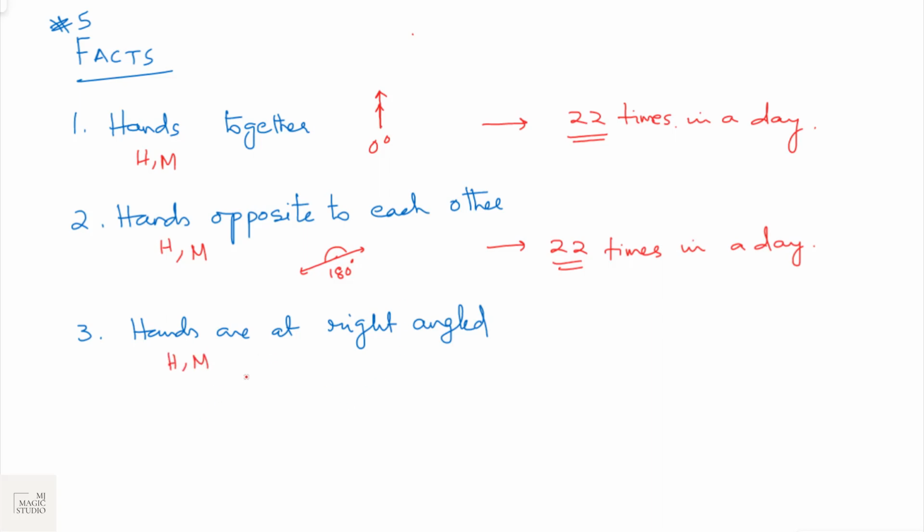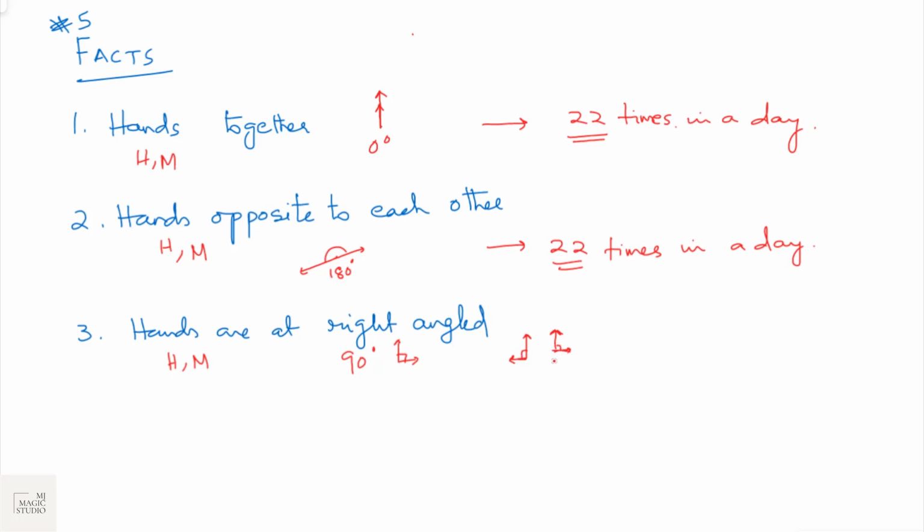Now, the hour hand and minute hand at 90 degrees to each other. They are making an angle of 90 degrees. In 1 hour, they will make 90 degrees 2 times. So in 12 hours, they would be making it 12 times. But that is not the case. The actual times when they make 90 degrees are 9 o'clock and 3 o'clock.